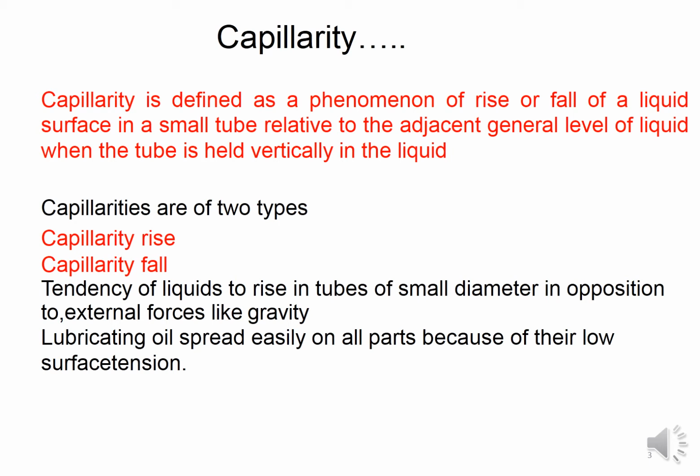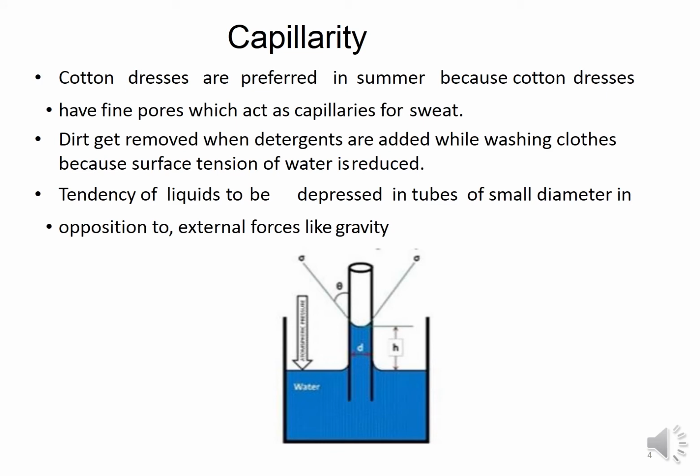Capillary rise is the tendency of a liquid to rise in tubes of small diameter in opposition to external forces like gravity. Lubricating oil spreads easily on all parts because of its low surface tension; that is capillarity. Here you can see H is the height raised, D is the diameter of the small tube, and theta is the angle. You can take the vertical component and horizontal component later to equate and form the equations.